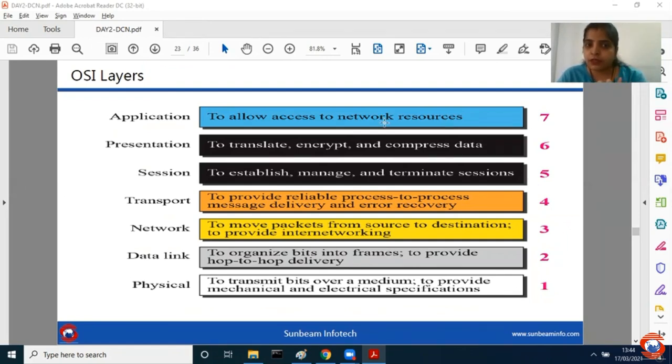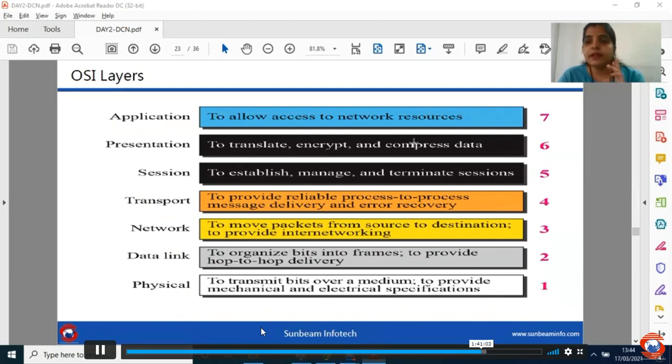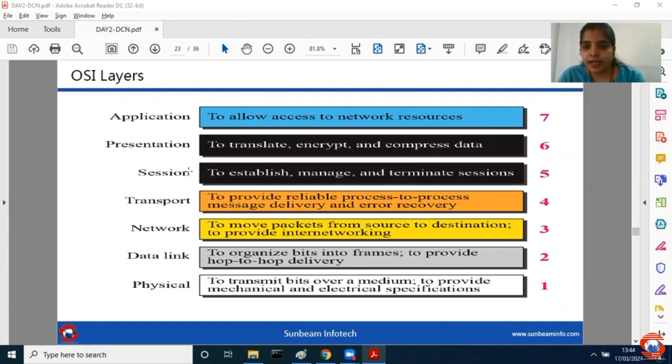तो जब मैं content की बात करती हूँ, that job is done by presentation layer. So it is used to translate, encrypt, and compress the data. Next, when you hit a correct, let us say मैंने अभी email ID भी डाल दिया, and if I press send button, in that case, a connection is maintained, and that is called as session layer.